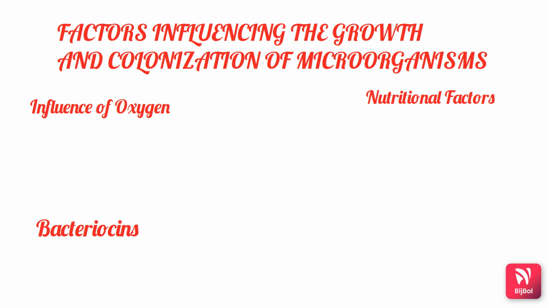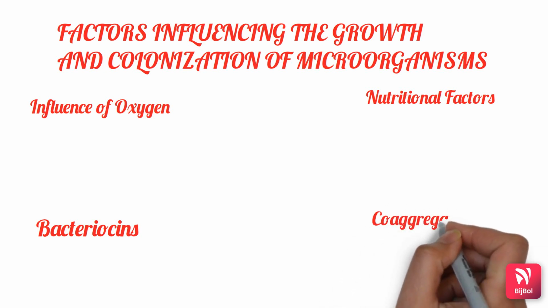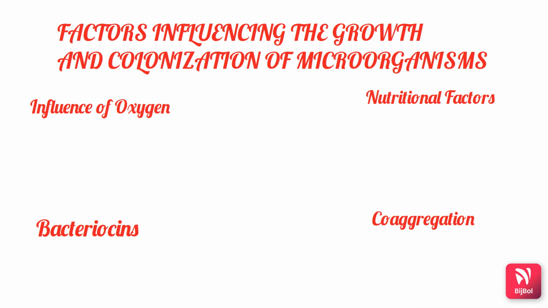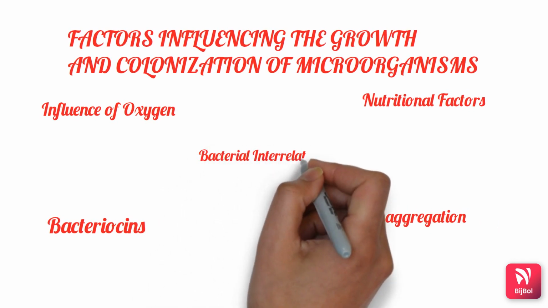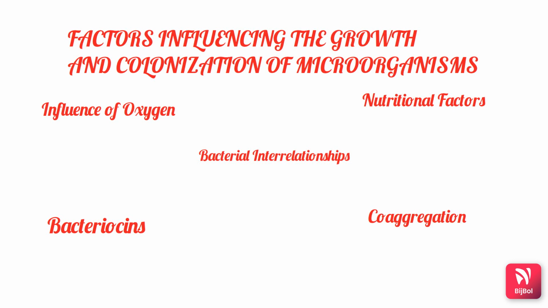And co-aggregation is the existence of a symbiotic relationship between some bacteria, which increases the virulence of the organisms in that ecosystem. And the bacterial interrelationships are necessary between certain bacteria, which may be antagonistic or commensal, which affects their survival.